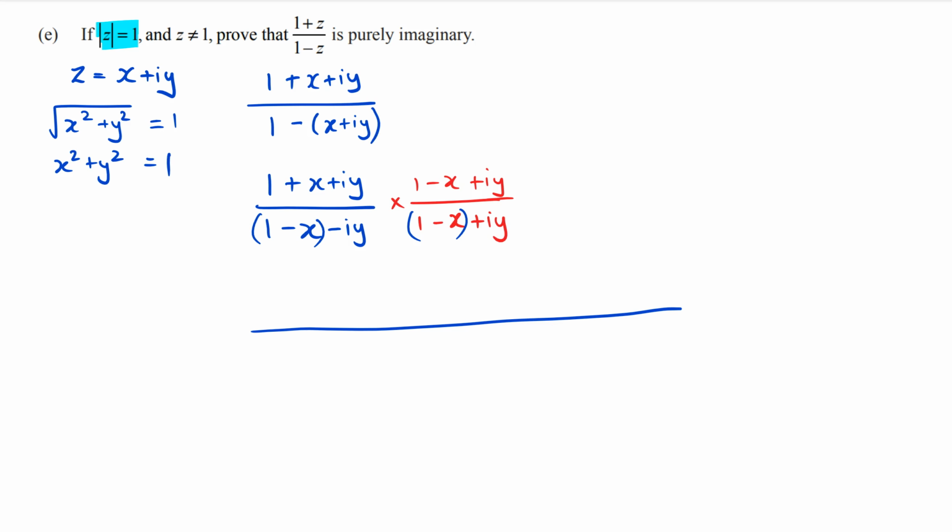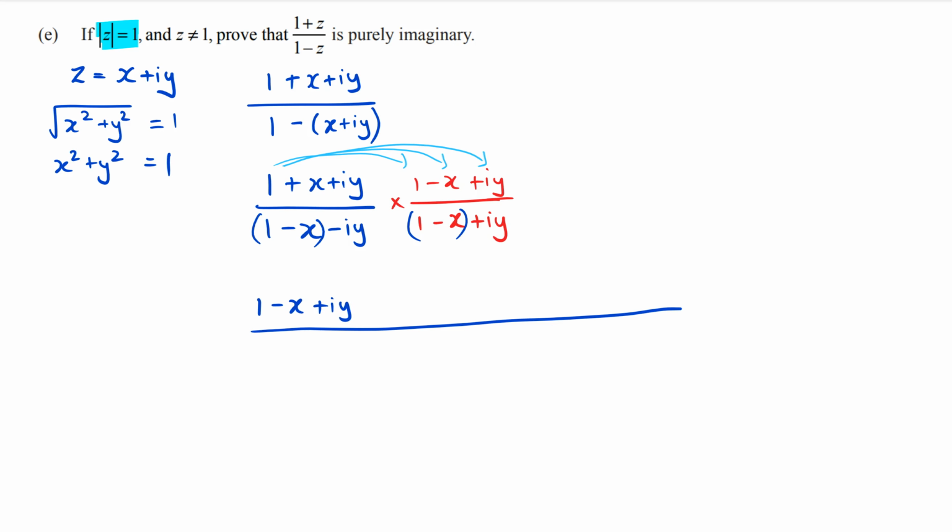And I'm just going to go with this, guys. I'm going to do this a long method, all right? So that means literally doing this. 1 times 1, 1 times negative x, 1 times positive y, iy. So doing that first, I'm going to get 1 minus x plus iy.